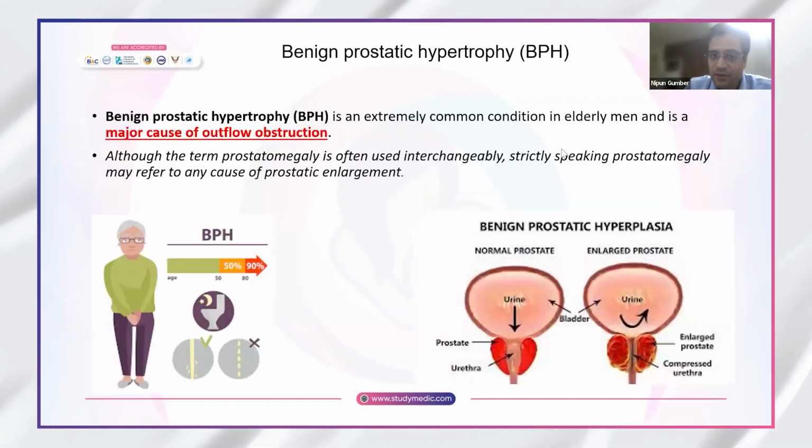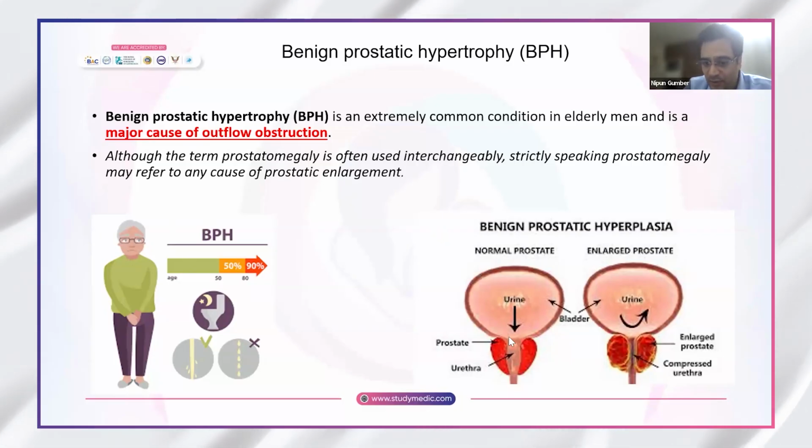Benign prostatic hypertrophy is an extremely common condition in elderly men and it is a major cause of outflow obstruction. Although the term prostatomegaly is often used interchangeably, strictly speaking, prostatomegaly may refer to any cause of prostatic enlargement. So as the patient ages, the chances of BPH increases.